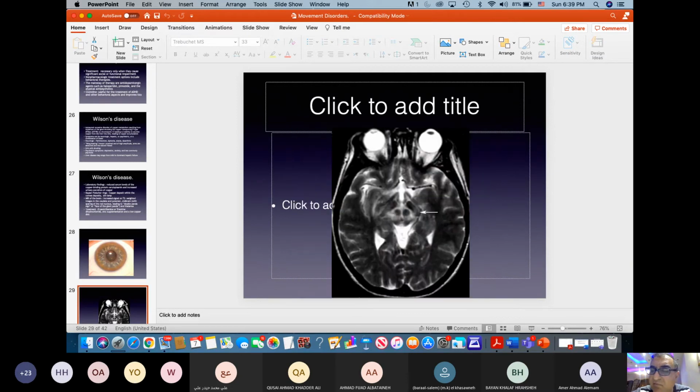MRI of the brain can be helpful in these patients. You have the head of a giant panda, eyes, nose, mouth, or double panda head. I don't know what they call it, panda. So eyes here, nose, and mouth.